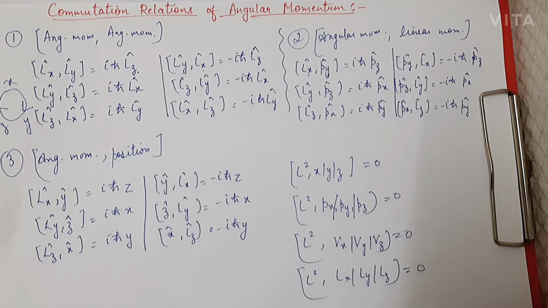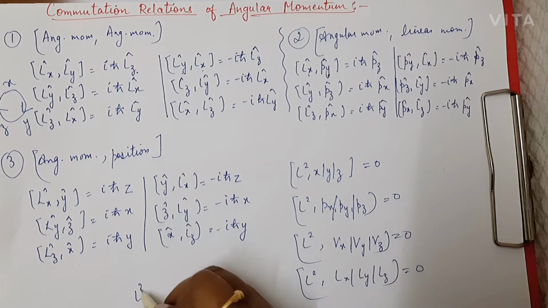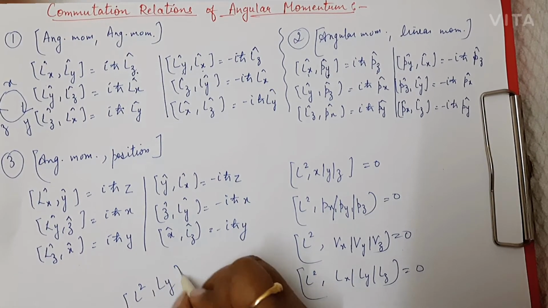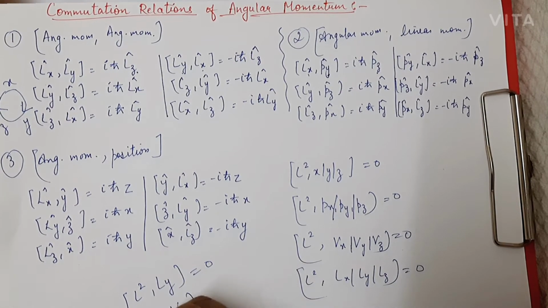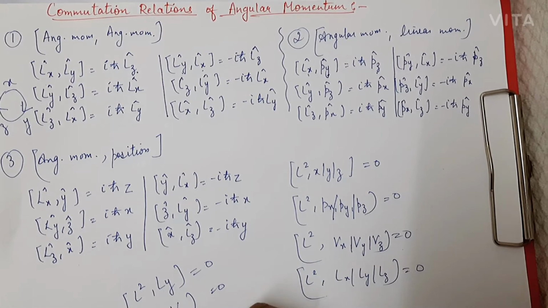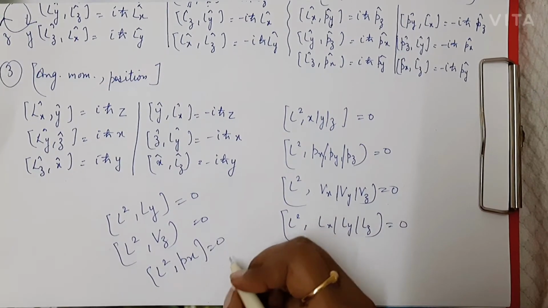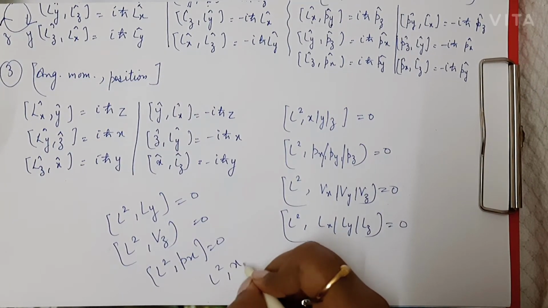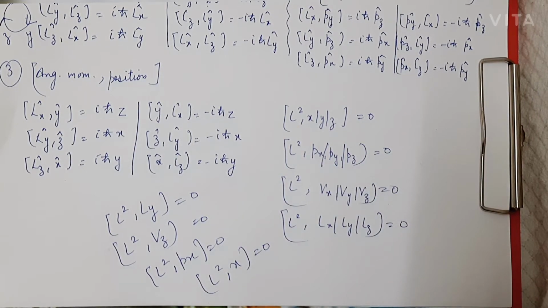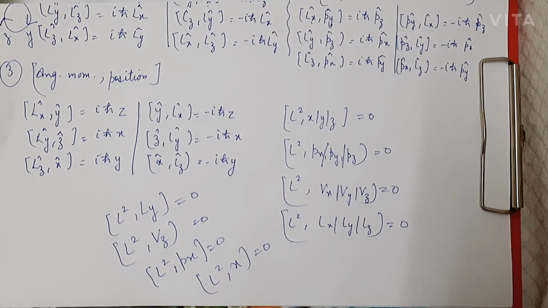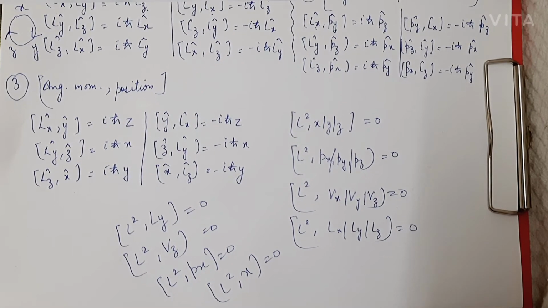Okay, so suppose in a question they ask you to solve the commutation of L square with Ly, it is 0. If they ask for the commutation of L square with Vz, it is 0. If they say L square Px commutation, 0. If they say L square x, 0, right? So these are also generalized relations which you can learn easily, right? These are some of the generalized relations. Now we can go ahead and see some more properties of commutators, right?